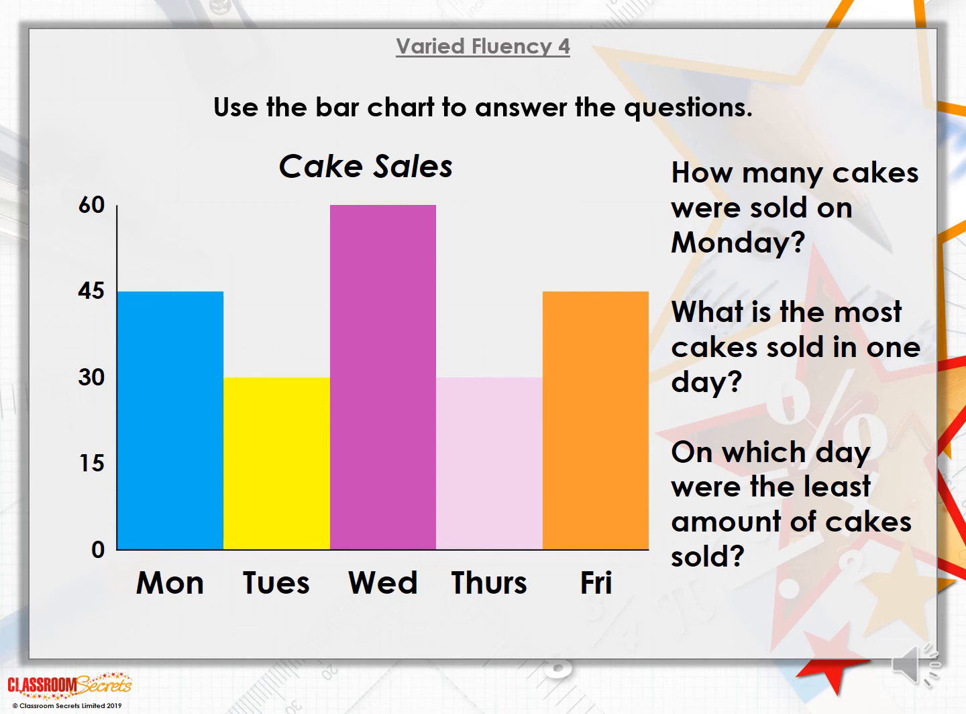So it says, use the bar chart to answer the questions. And up here we've got cake sales, and at the bottom here we've got Monday, Tuesday, Wednesday, Thursday, Friday, and at the side we have our scale, going up in 15s. You've got 3 questions to answer. You've got how many cakes were sold on Monday, what is the most cakes sold in one day, and on which day were the least amount of cakes sold. So use the chart and see if you can answer those 3 questions there. So pause the video and then we'll go through them together.